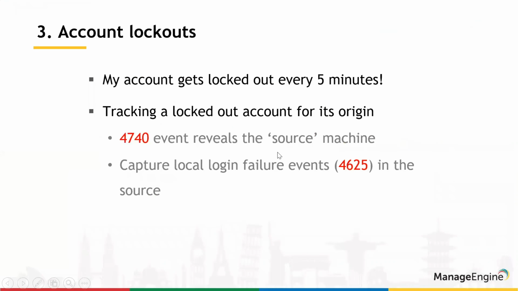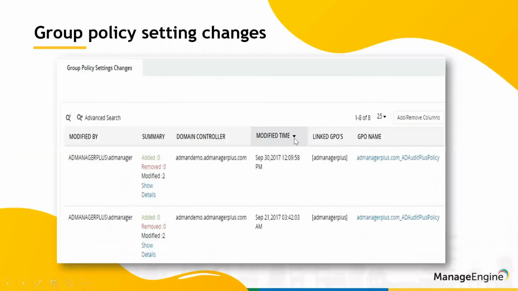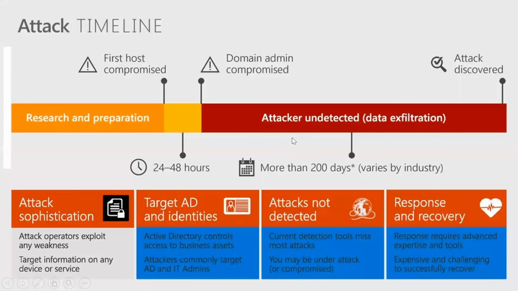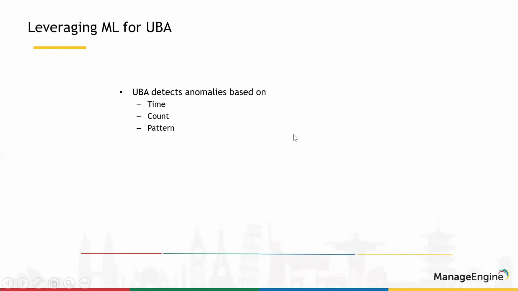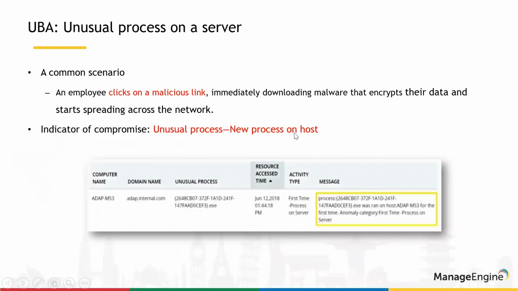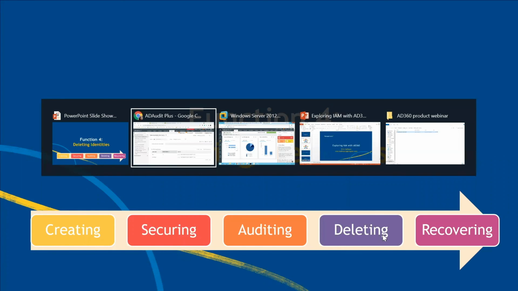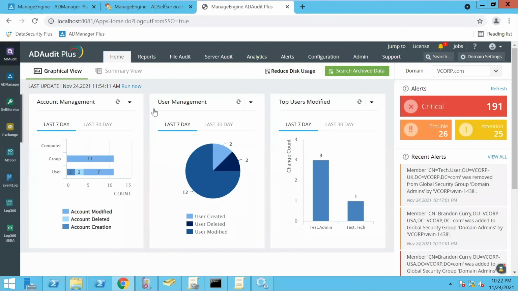So far, we've discussed a couple of things. I just showed you PowerShell auditing and all that, and we discussed machine learning. And now I've covered 3 functions. Now we're entering function number 4, which is deleting identities, and how you can automate the process. That's the most important thing here.